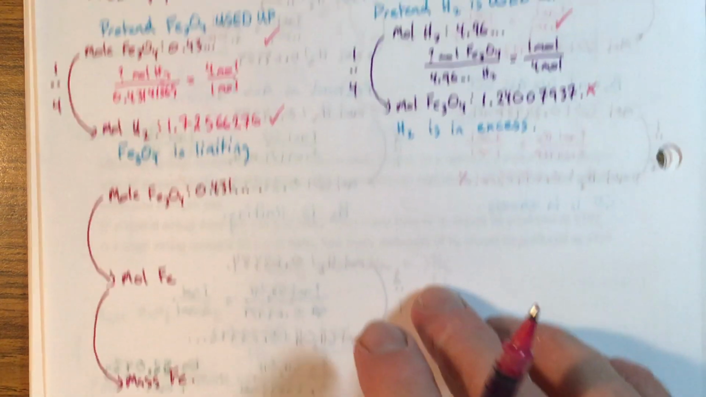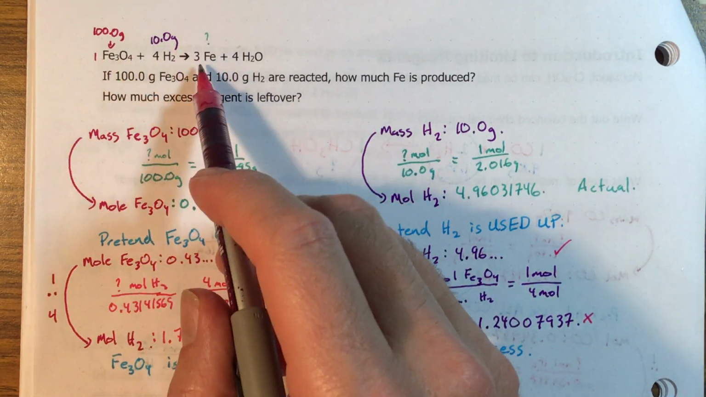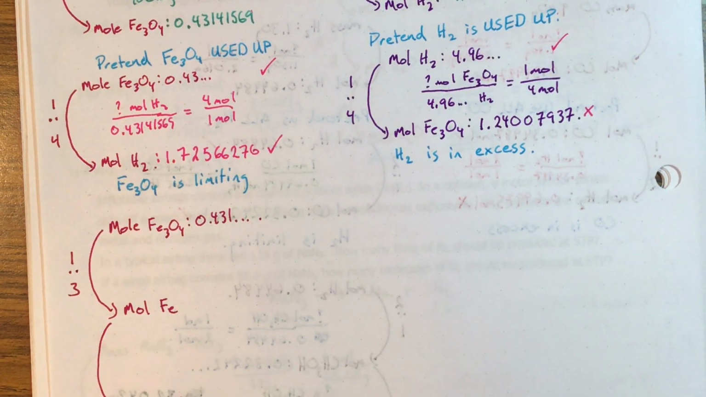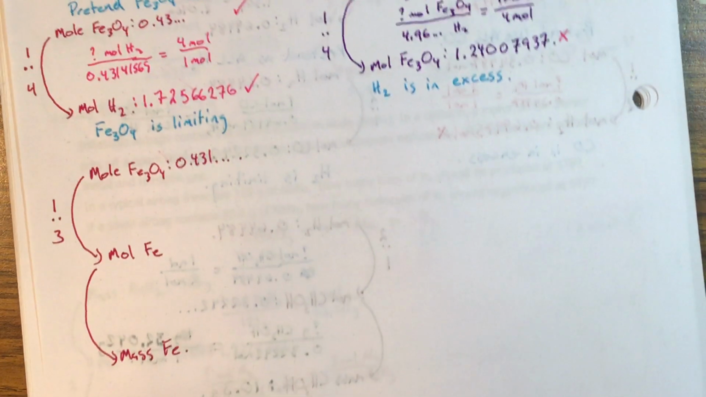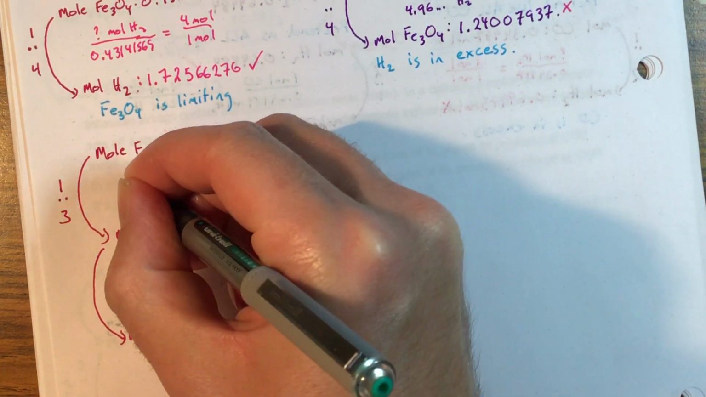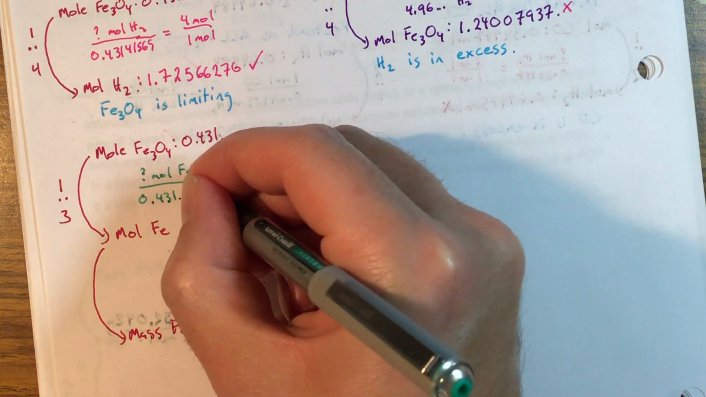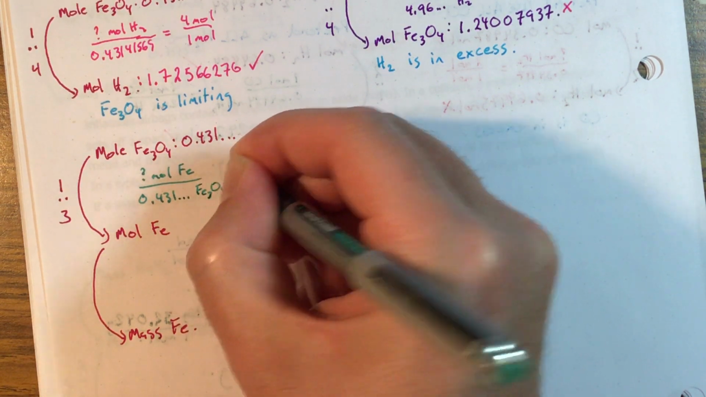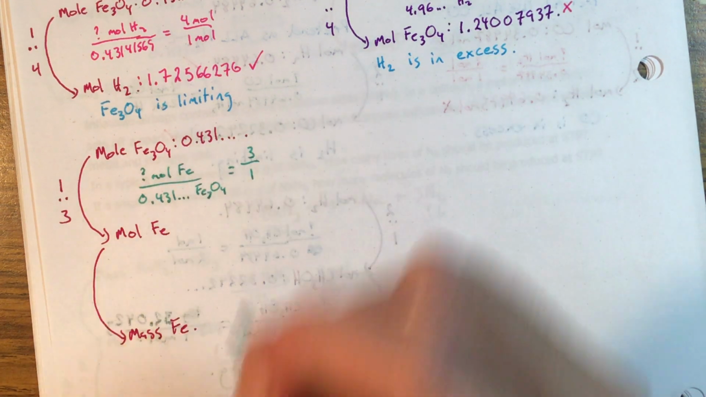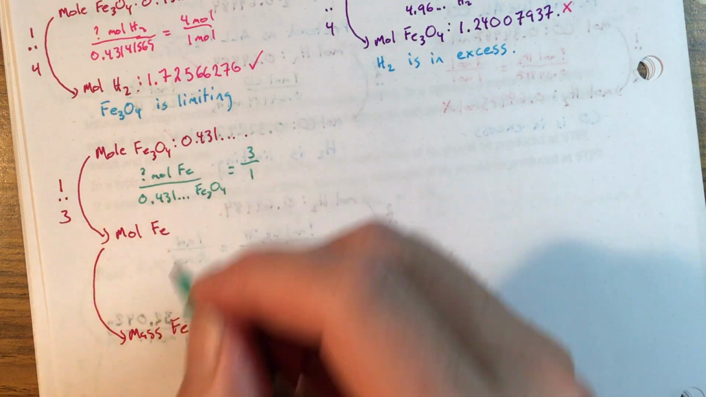Okay, so our molar ratio from the chemical reaction is 1 of Fe3O4 to 3 of Fe. So it's going to be 1 to 3, like that. All right, so let's do this up. How many moles of Fe will I get if I'm using 0.431... moles of Fe3O4 if my molar ratio is 3 to 1? Right, 3 moles of Fe to 1 mole of Fe3O4.